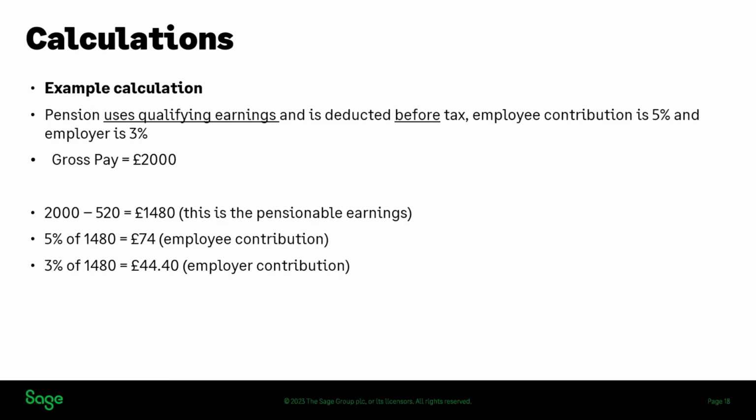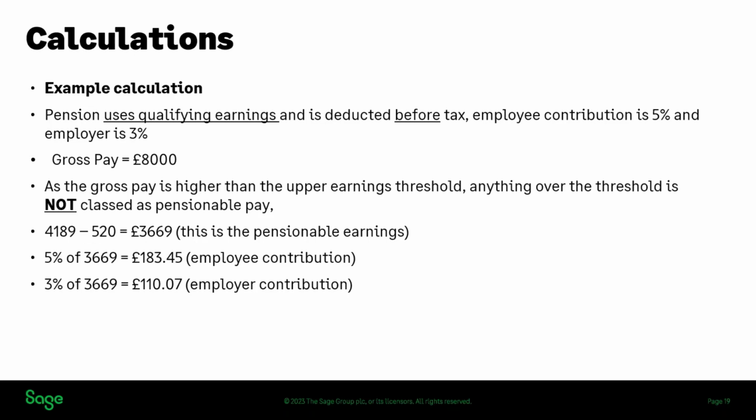£1,480. We've then worked out the percentages. So the employee contribution is 5% of that amount, which is £74. And the employer contribution in this case is 3% of the 1480, which is £44.40. So that's the extra step when you're using qualifying earnings, is to adjust for the lower and upper thresholds.